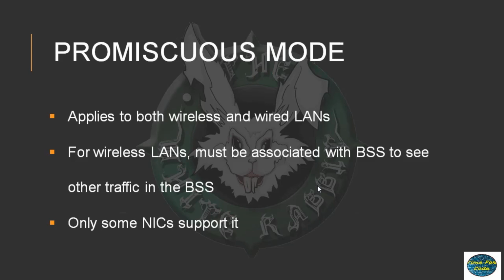We go to promiscuous mode first. This applies to both wireless and wired LANs in the sense that a network interface card that is in promiscuous mode will just pass up all frames, even those where the destination MAC address is a different device. For wireless LANs, in promiscuous mode, they have to be associated with a BSS to see other traffic in the BSS. Therefore, this might not be so powerful because you have to be associated with a BSS. It's kind of like being plugged into a wired LAN. So when you're associated, then you belong to that wireless LAN, and then you see all the traffic in it.